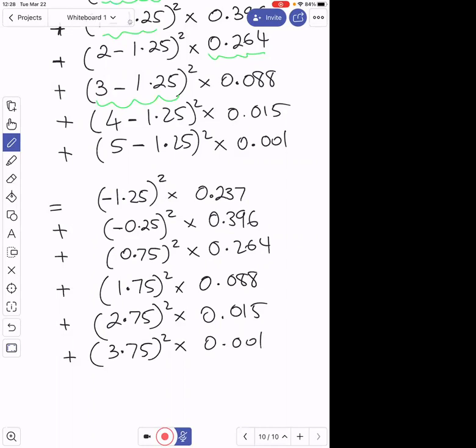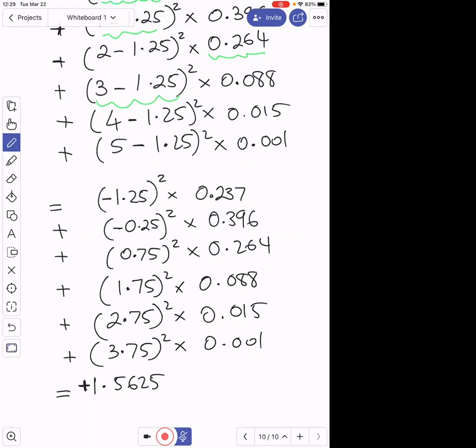Now, after the subtraction inside the parentheses, we can do the squares and then multiply. For example, we do the square of negative 1.25. Because of the square, all the numbers are going to be positive. So negative 1.25 squared will be a positive number, equal to 1.5625. Negative 1.25 times negative 1.25 is positive.